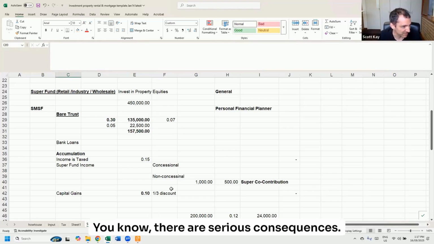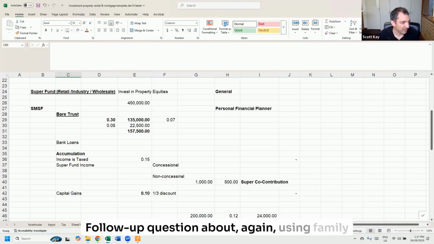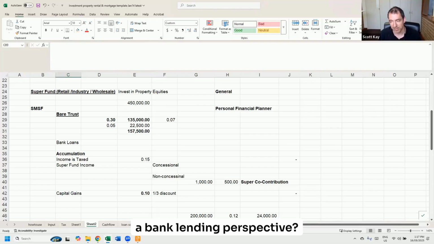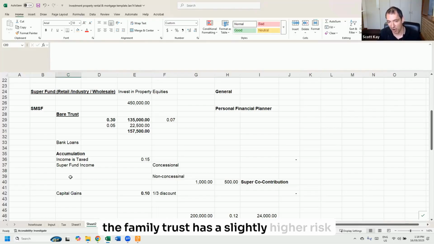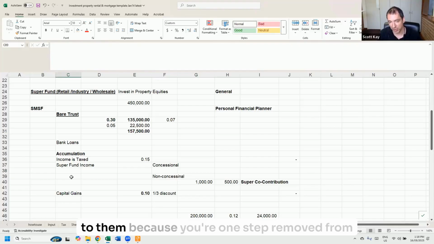There are serious consequences. Follow-up question about, again, using a family trust: which approach would carry a lower risk from a bank lending perspective? I think from the bank lending perspective, the family trust has a slightly higher risk to them because you're one step removed from you personally.